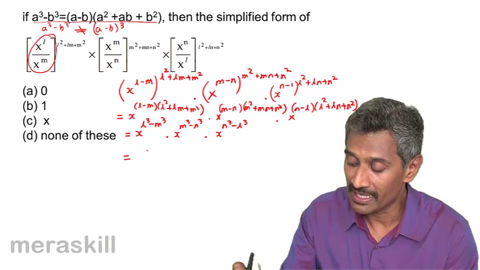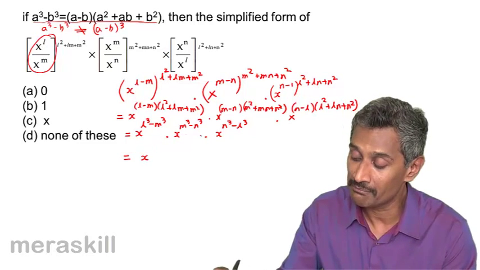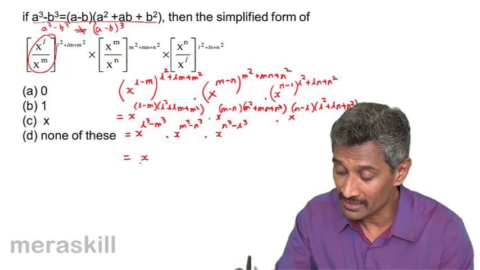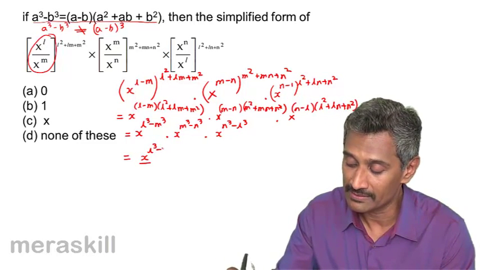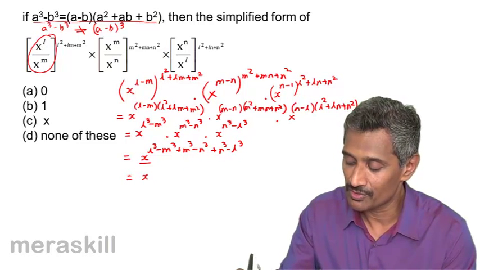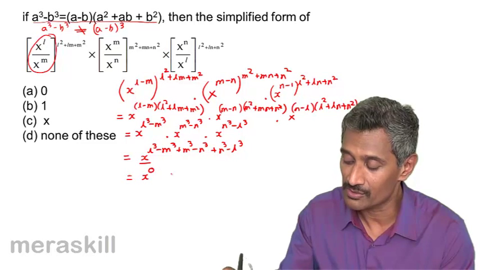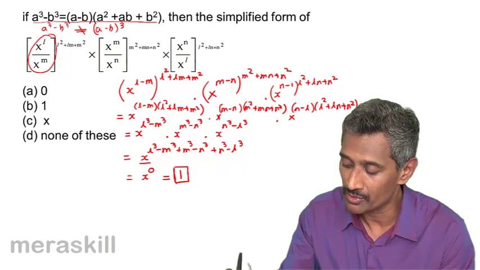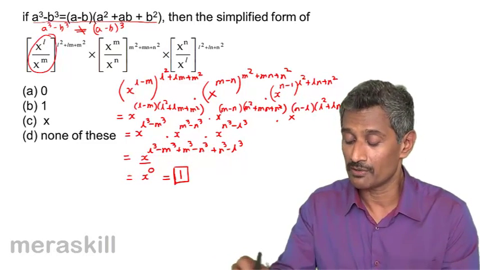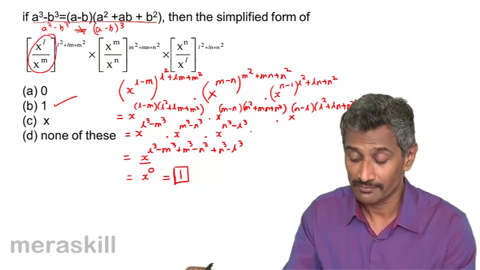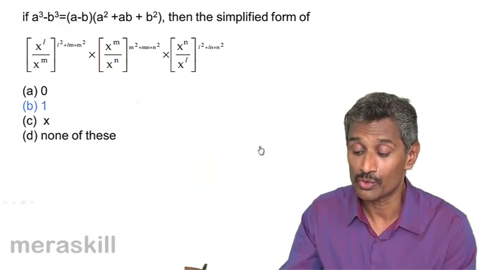So ultimately we have x raised to, now we have same base, different indices. So what do we do? If you remember, we write the common base and add up all the indices: l cube minus m cube plus m cube minus n cube plus n cube minus l cube. So all the terms get cancelled and you get x raised to 0. And any number raised to 0 is going to be 1. So our solution to this particular expression is 1. Among these options, yes, this is our answer, 1. Let's check. Yes, we do have that.